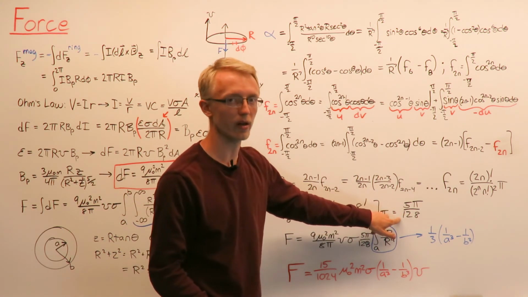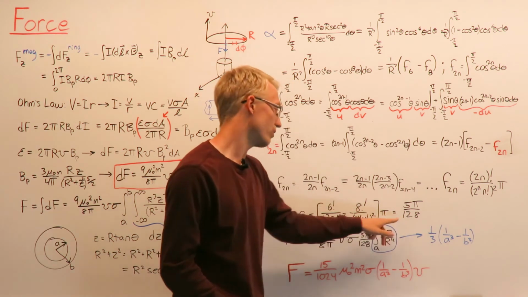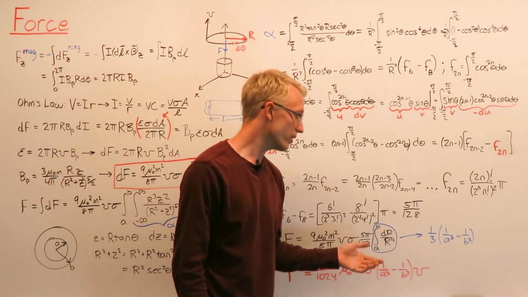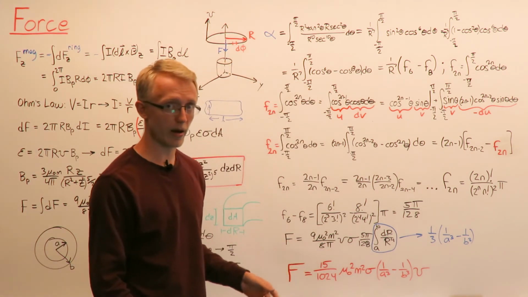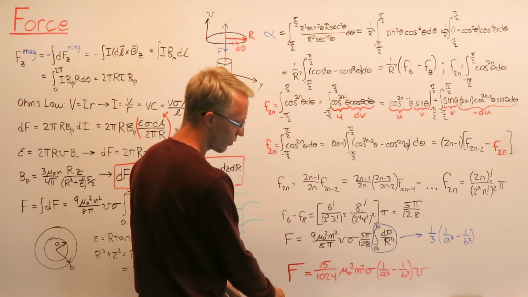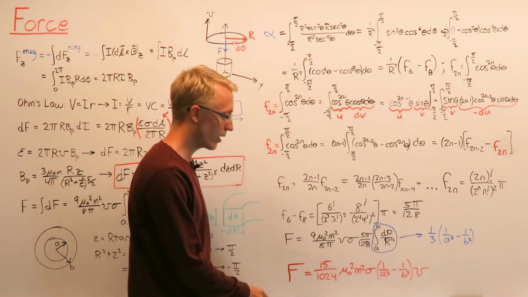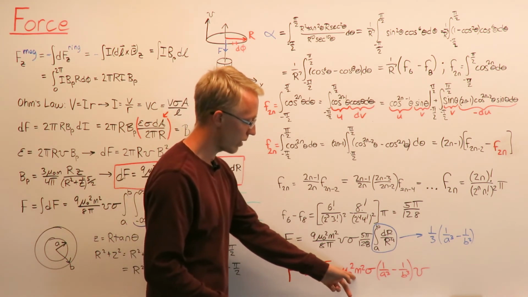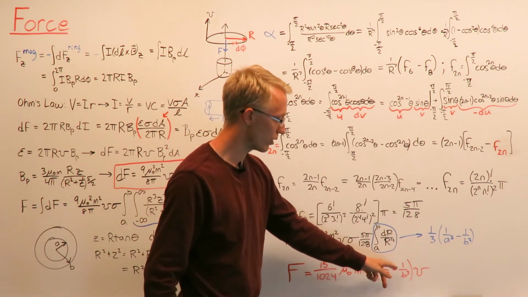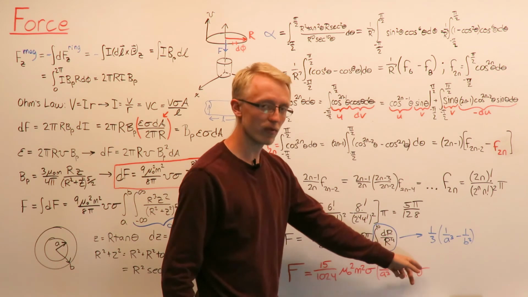over 128. If we substitute this value in and then integrate over r, we finally get that the force exerted on the magnet due to the pipe is equal to 15 over 1024 times mu naught squared m squared sigma times (1 over a cubed minus 1 over b cubed) times the velocity.